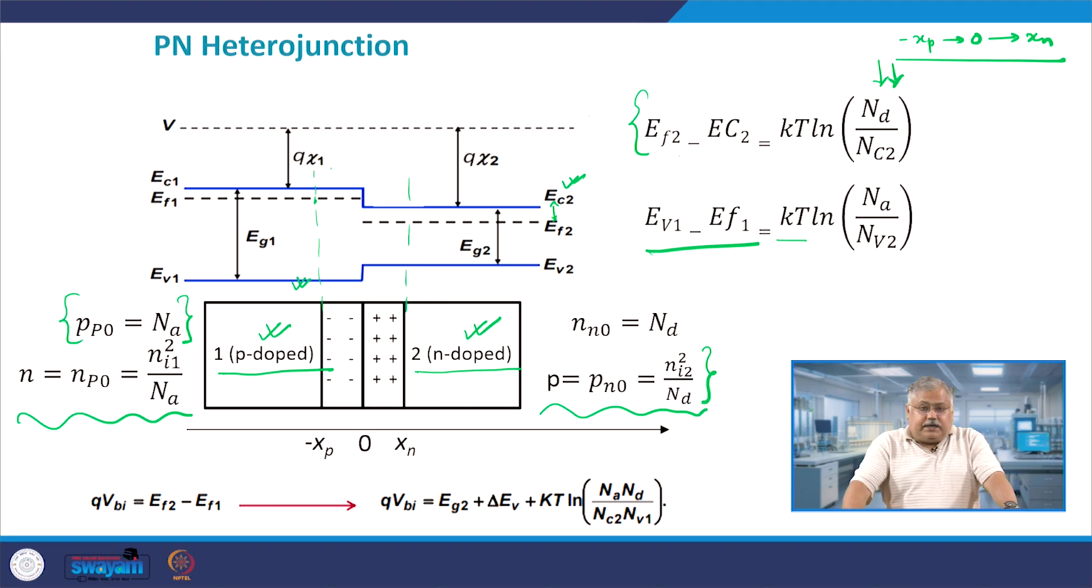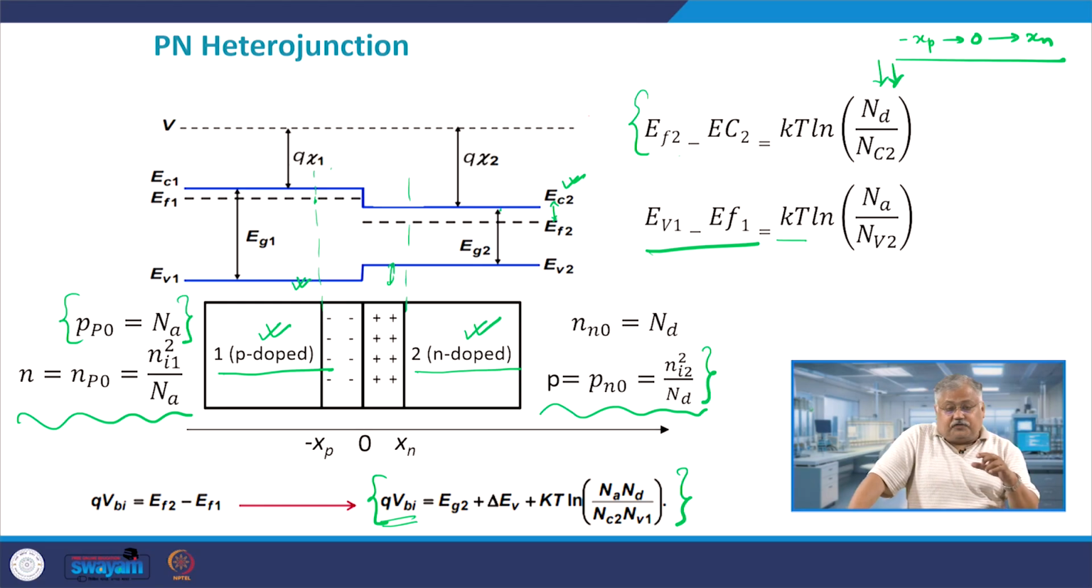The built-in voltage is the difference of EF1 minus EF2 that we have already known, and it is given by this formula which you see here. It is given by Eg2, the band gap of the second material, plus del Ev, which is this one, plus kT ln of NaNd by Nc2 Nv2. If you add these three, you get the built-in voltage, which means that the built-in voltage will be higher if the band gap of the second material is higher. Second, if del Ev is larger, and third, if the doping concentrations are larger.